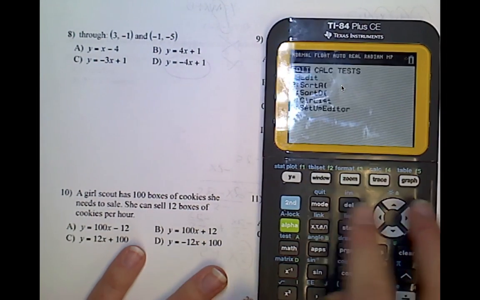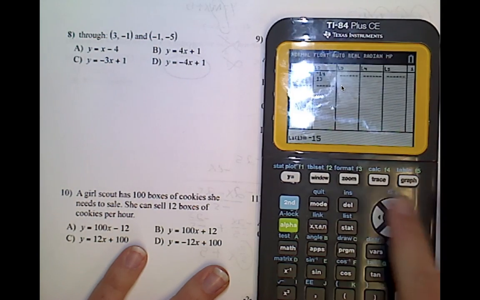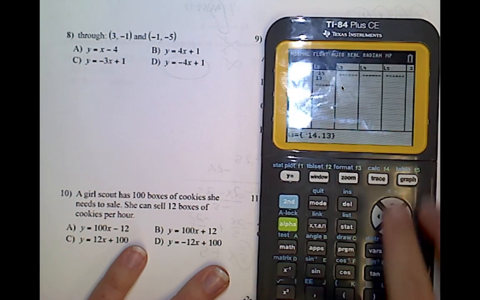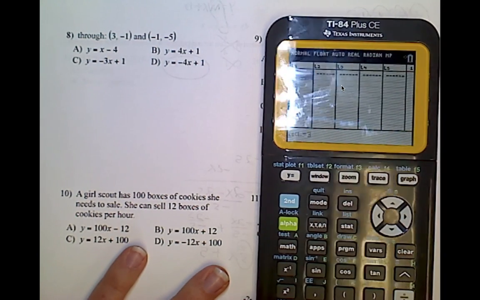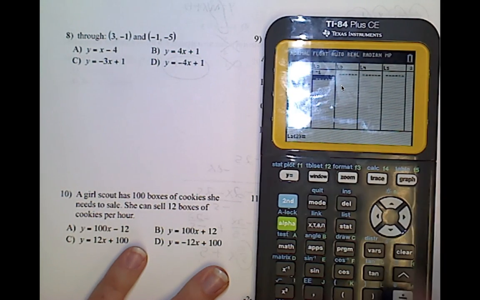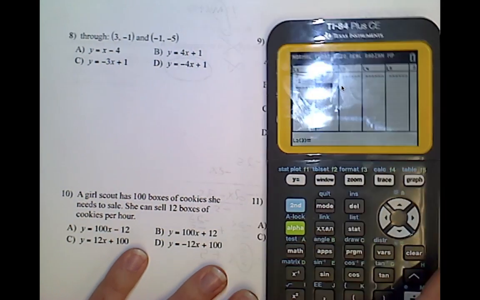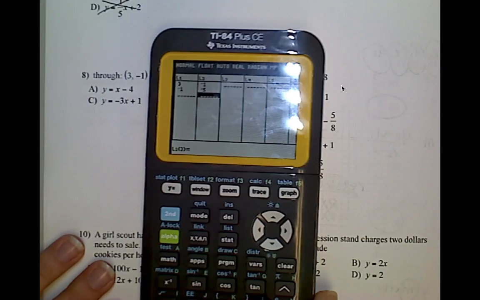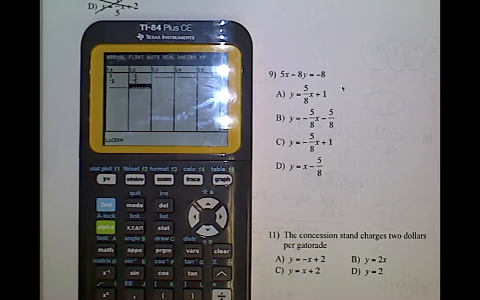We're going to go to Stat, edit our list, and clear out the junk that's in there. The first ordered pair is (3, -1). The next ordered pair is (-1, -5). Okay? Try to get it where you can see it, okay? So there's our ordered pairs.